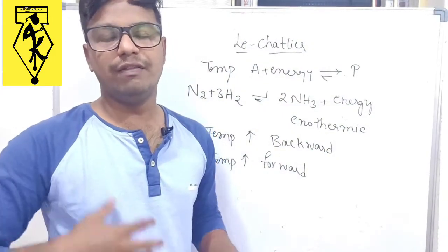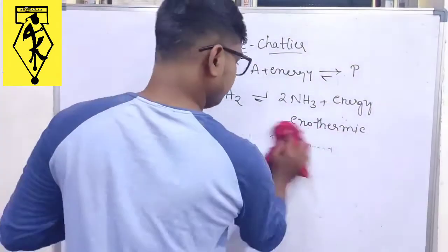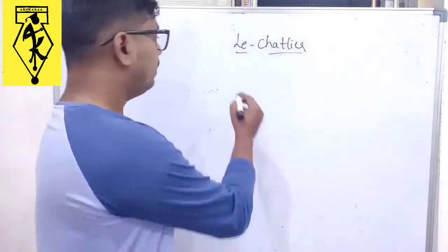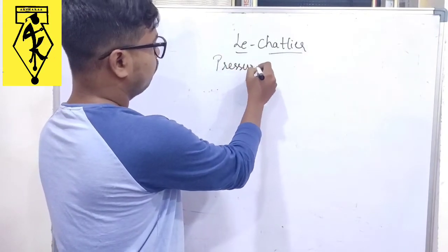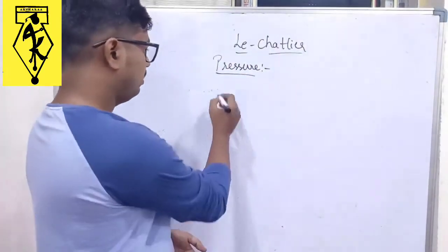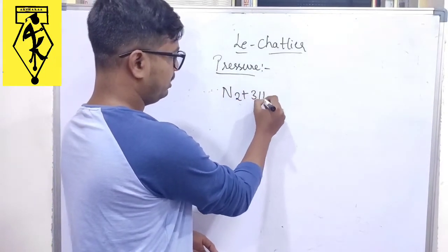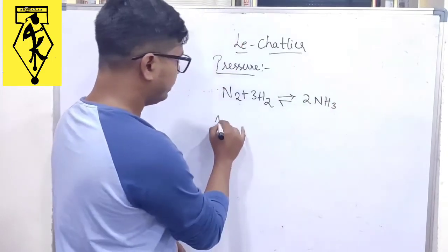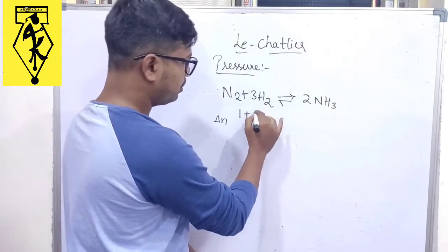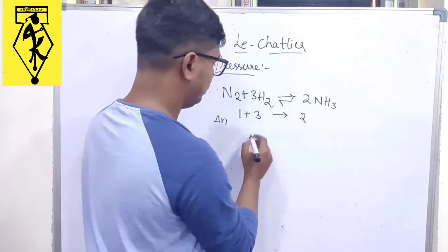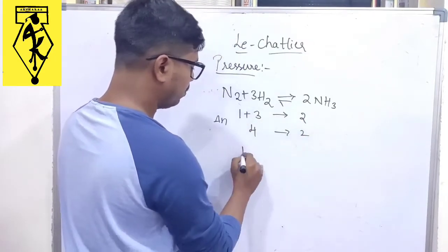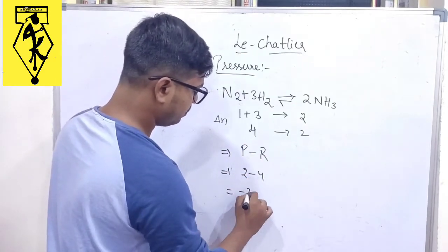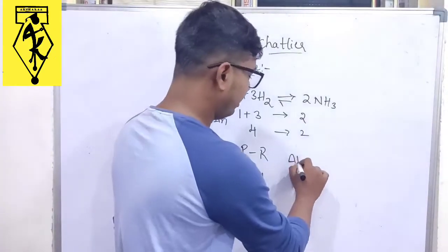Now we have to see the effect of pressure. So let's see the effect of pressure here. We know this reaction. Again I am going to write the same reaction, 2NH3. What about the delta N value here? Here 1 mole of nitrogen and 3 moles of hydrogen give rise to 2 moles of NH3. 4 here, 2. Products minus reactants, right? 2 minus 4, that is equal to minus 2 here. So here the delta N value is negative.